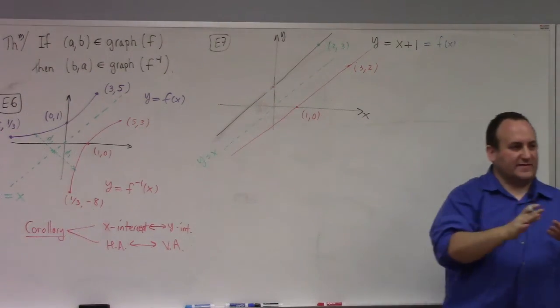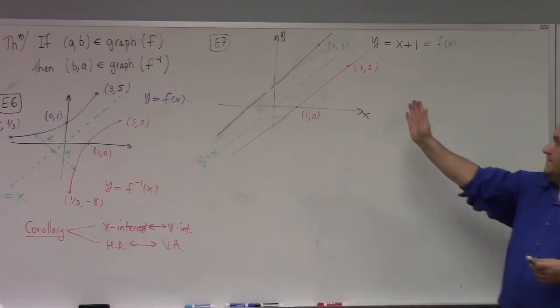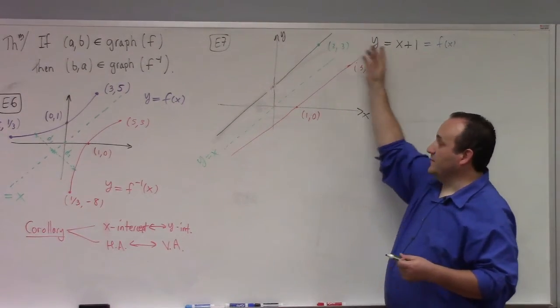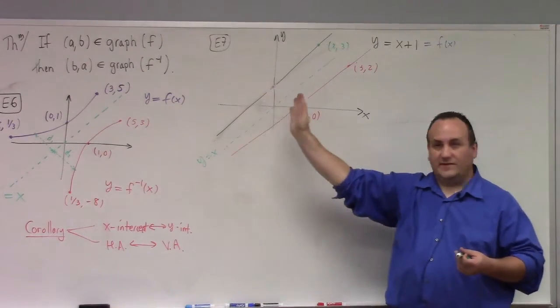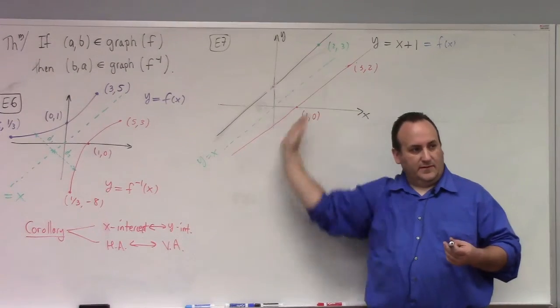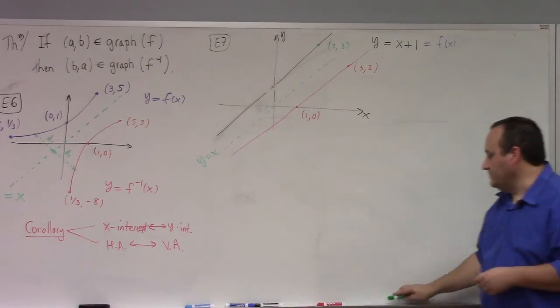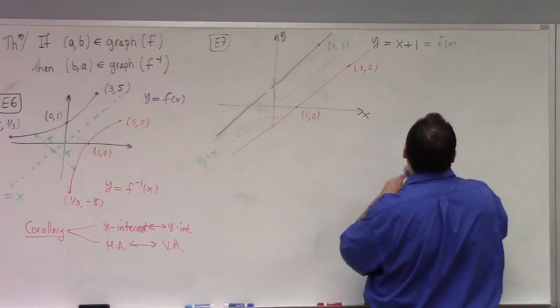No, this is mixed up. It should be parallel. Think about it, right? Because the line y equals x is parallel to the given line y equals x plus 1. So if you reflect it across that, it just gives you the other red line down here, the parallel line.